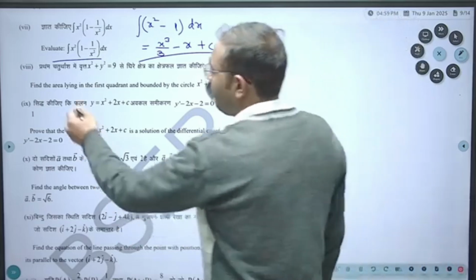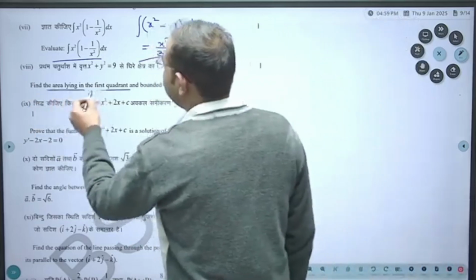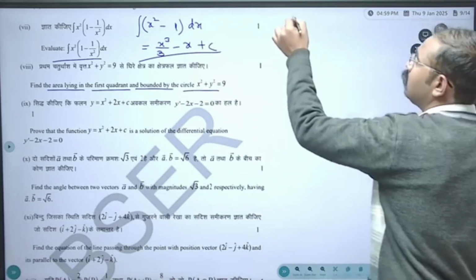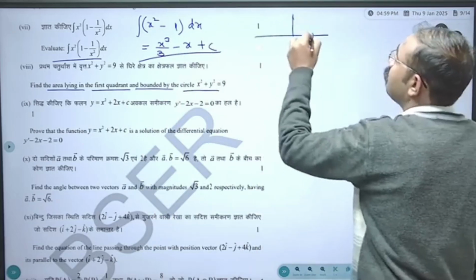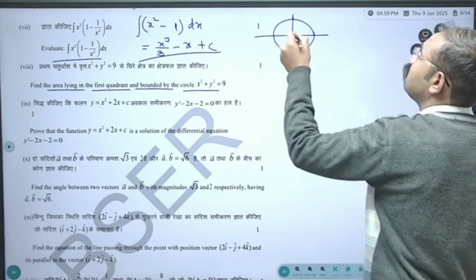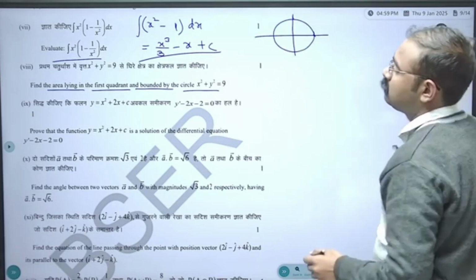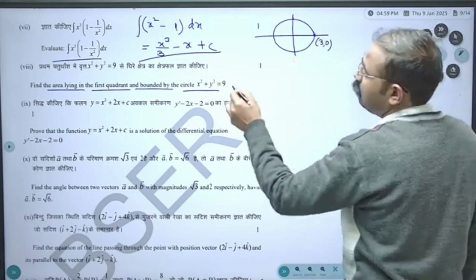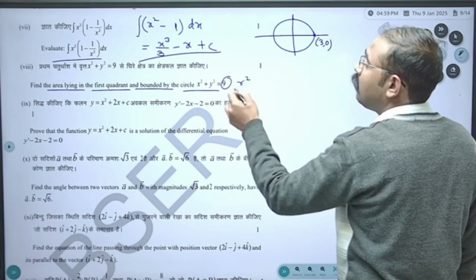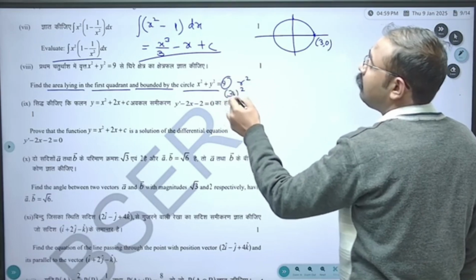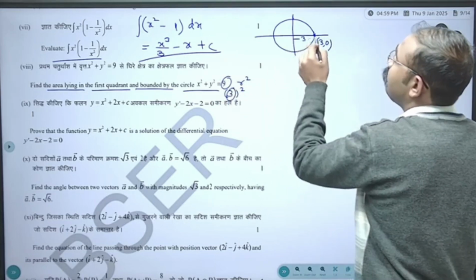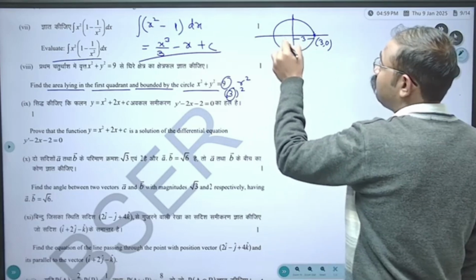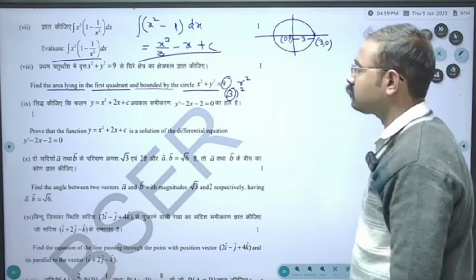Next question is, find the area lying in the first quadrant and bounded by the circle x square plus y square is equals to 9. So we have a circle. This circle is passing through this point 3, 0. Here at the place of r square we have 9, means 3 square. By comparing, our radius is 3. This is our radius, and center of this circle is origin.